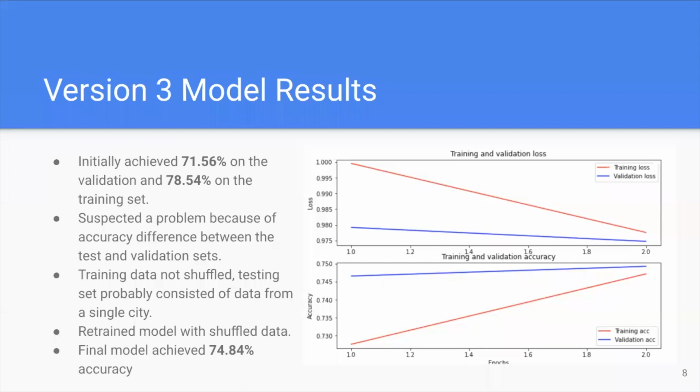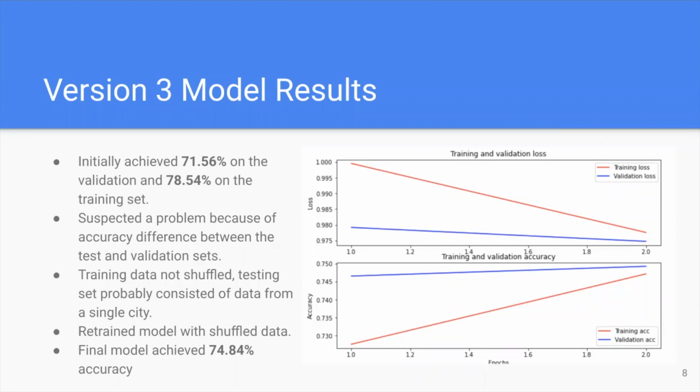So for this version, we initially achieved 71.5% on the validation and 78.5% on the training set. And by looking at this, we suspected there was a problem because of the accuracy difference between the test and validation sets. Usually those two should be the same, or the accuracy on the testing set should be lower. But in this case, it seems a bit strange.